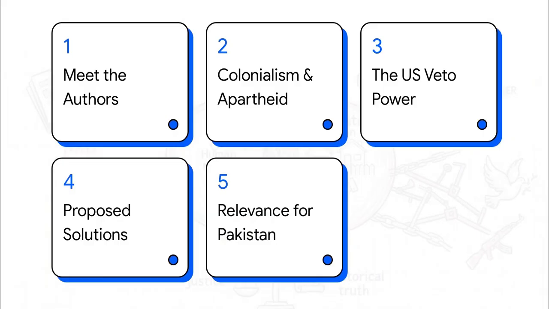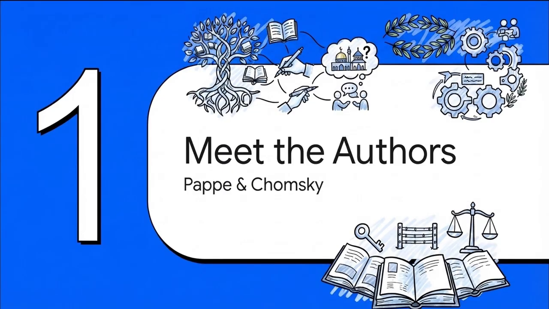Here's our quick roadmap for today. 1. Meet the authors. 2. Colonialism and apartheid. 3. The U.S. veto power. 4. Comparing proposed solutions. And finally, 5. Relevance for Pakistan. Okay, Section 1. Let's meet the authors.